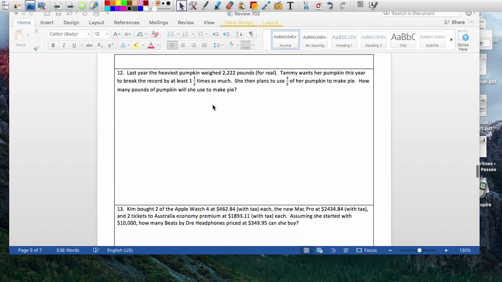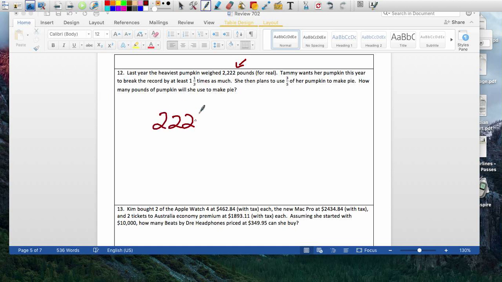12. Last year, the heaviest pumpkin weighed 222 pounds. That's real. Tammy wants her pumpkin to break the record by at least 1 1/3 times as much. All right, so that was last year. So Tammy has the intention of growing a pumpkin to be 1 1/3 times bigger than that. So let's see how much that's going to be.